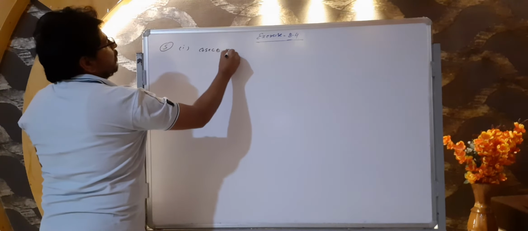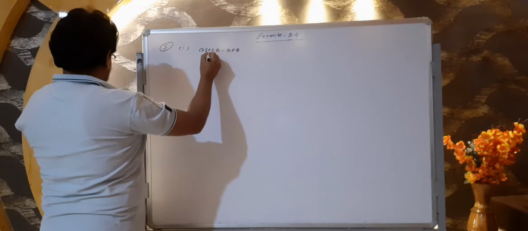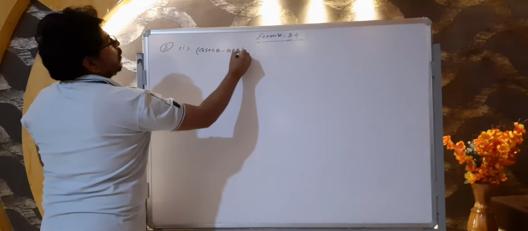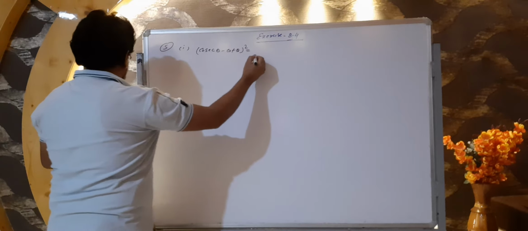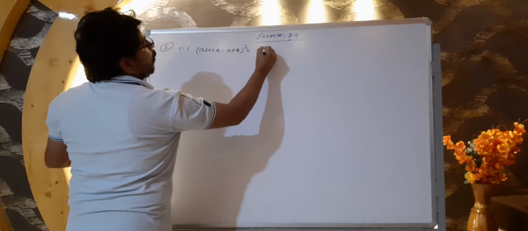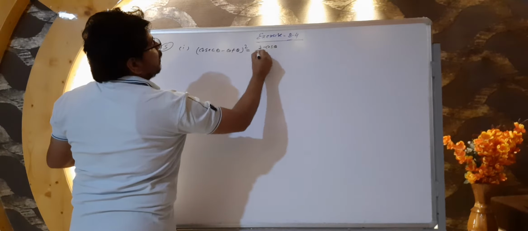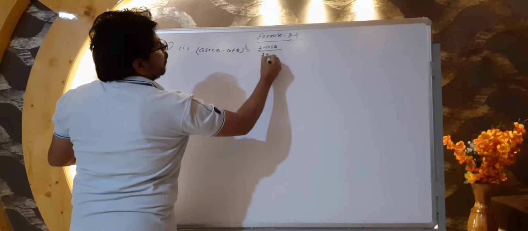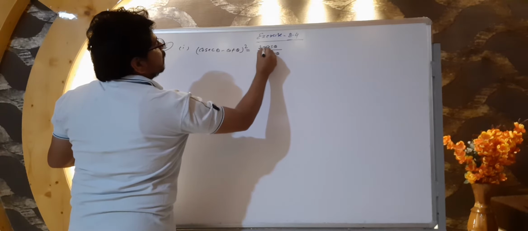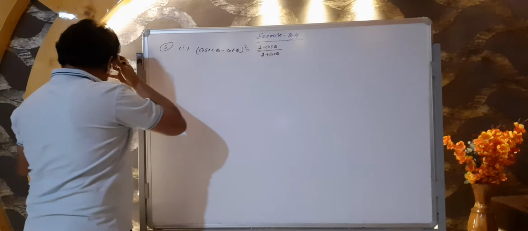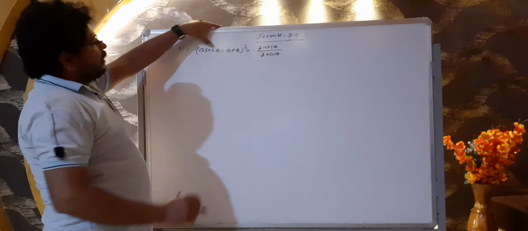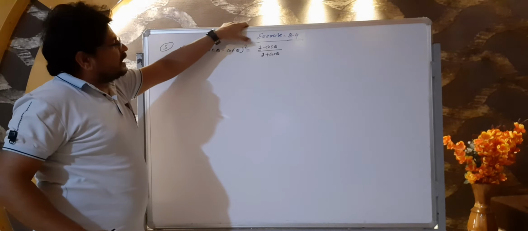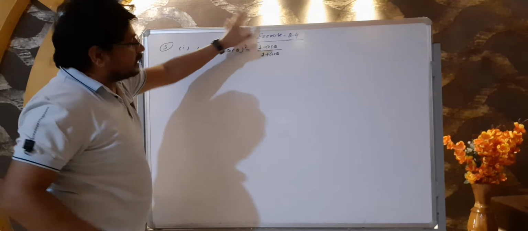Cosec theta minus cot theta whole square is equal to 1 minus cos theta upon 1 plus cos theta. Okay. See here, students. What is the question? Cosec theta minus cot theta whole square is equal to 1 minus cos theta upon 1 plus cos theta.